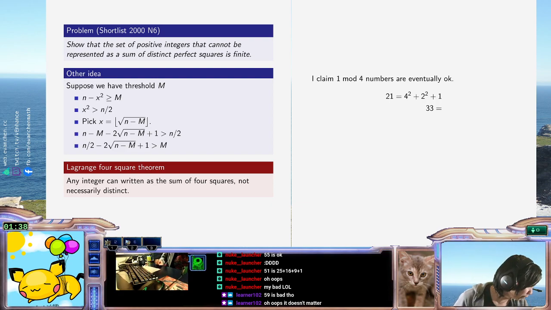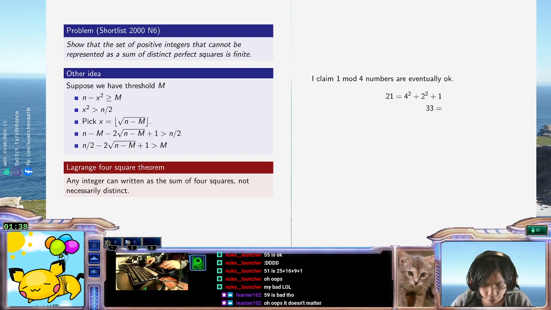You know, this will actually be faster if I use my tablet. Because I need more space.